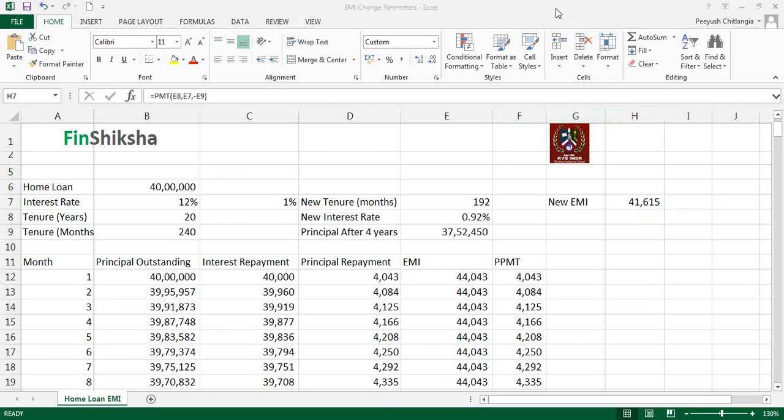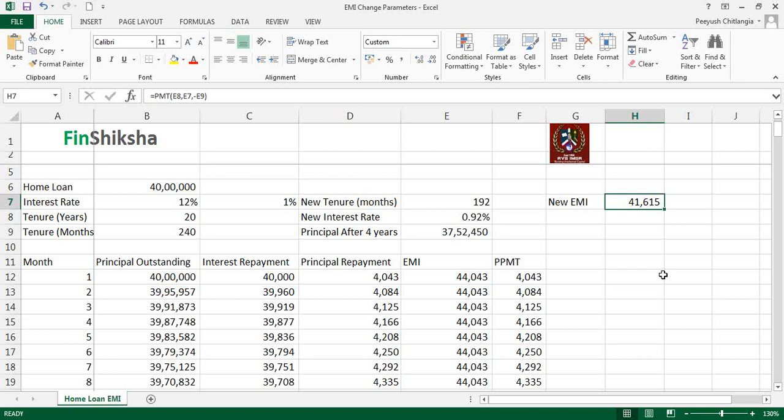So if interest rates happen to decline by 1 percentage point after 4 years, the EMI goes down by close to about 3,000 bucks, 44 becoming 41, right? So that's one part of the problem, where we are saying that if the interest rate on the loan goes down, what happens to the EMI that we were looking at, right?